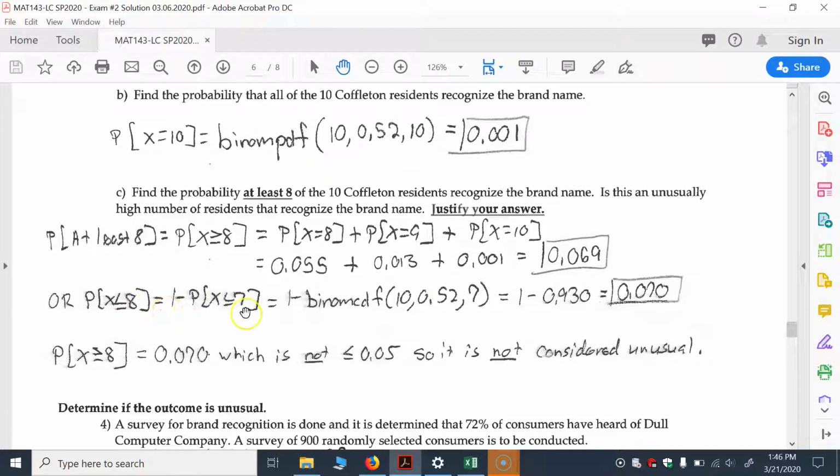That's the same as 1 minus probability of X less than or equal to 7, and you can use binomial CDF there, and you will get 0.070, but again, these probabilities are essentially identical. And is this unusual? Well, 0.070, again, not less than or equal to 0.05, so it is not considered unusual.